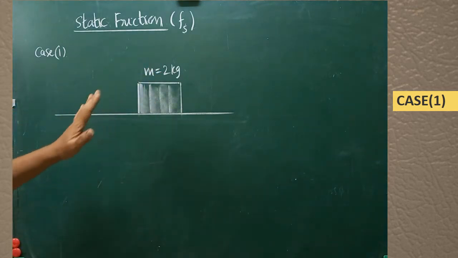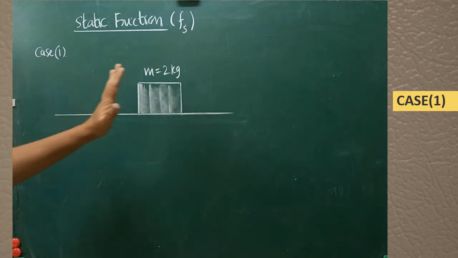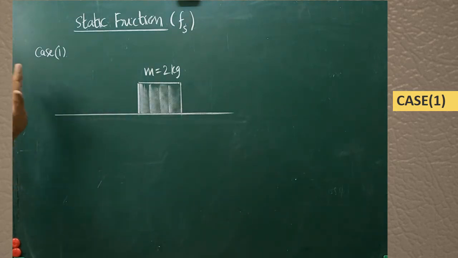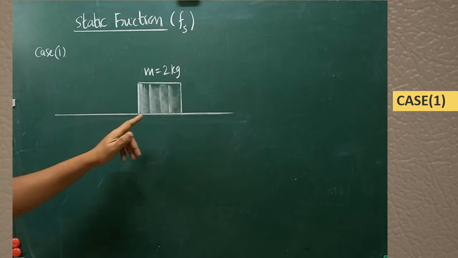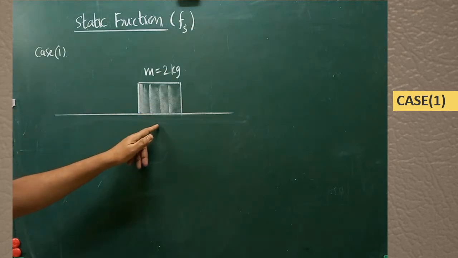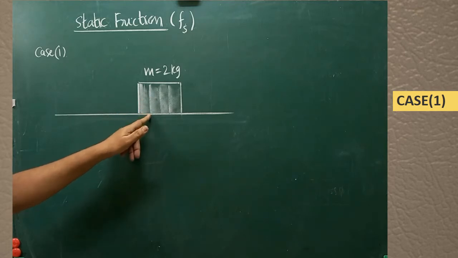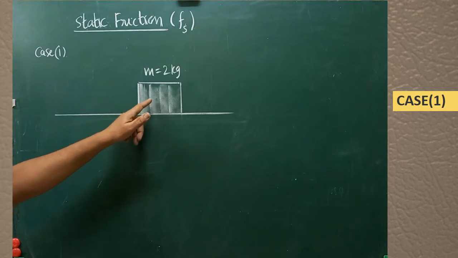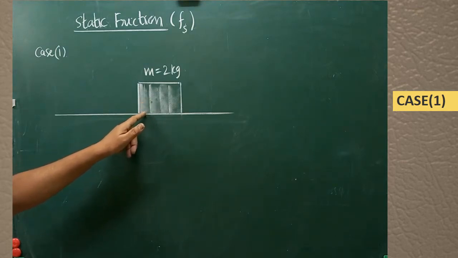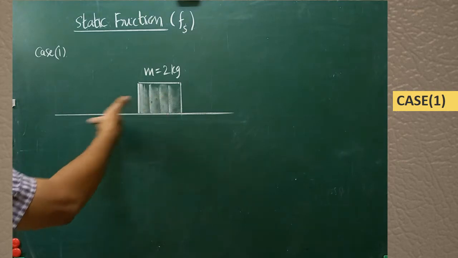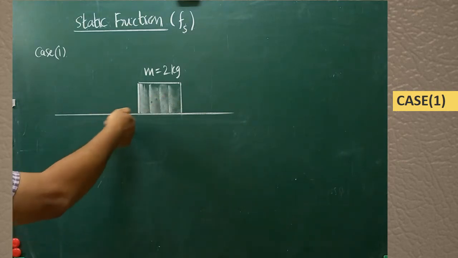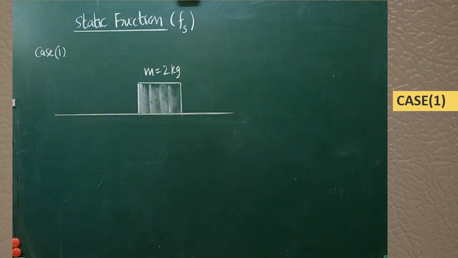Here, to move the object, what do we have to do? We have to apply a force. The force applied on the object is called external force. As soon as the external force is applied, between the floor and the object there will be a frictional force, existing along the surface. One opposing force is acting. That opposing force is called frictional force.